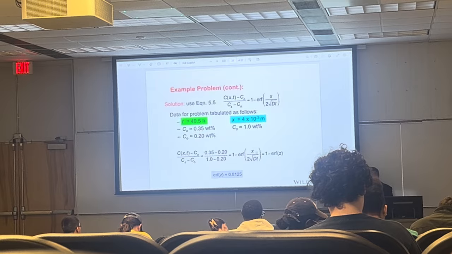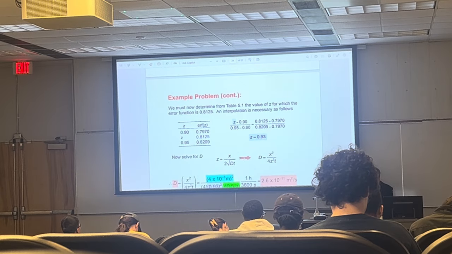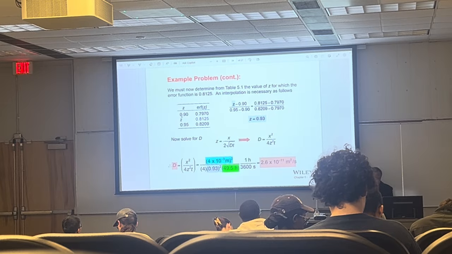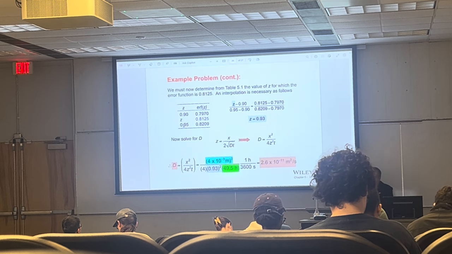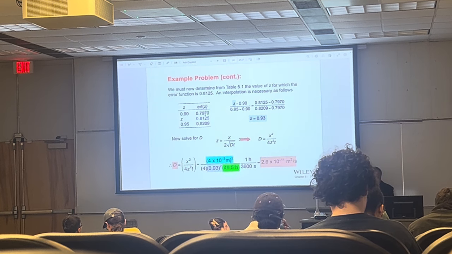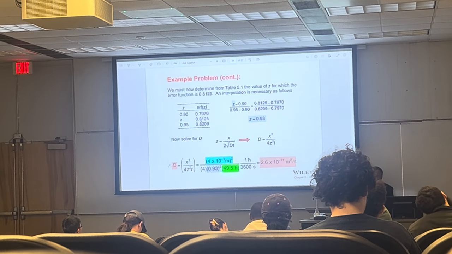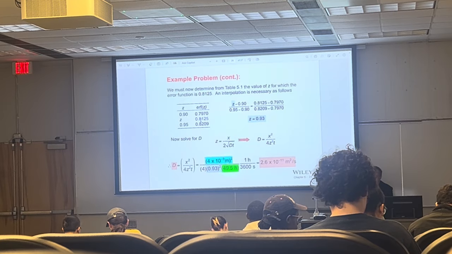I mean, this is simple stuff that we can just calculate. And then, looking at the table, we see that there are values of the error function for 0.90 and 0.95 that are equal to 0.7970 and 0.8209. And what we've calculated is somewhere in between. See here? It's not in the table. So we're going to do linear interpolation for the error function.